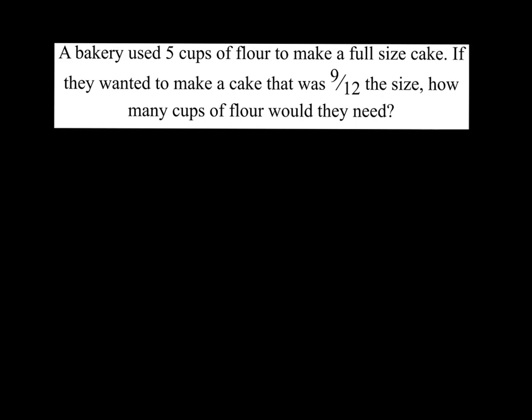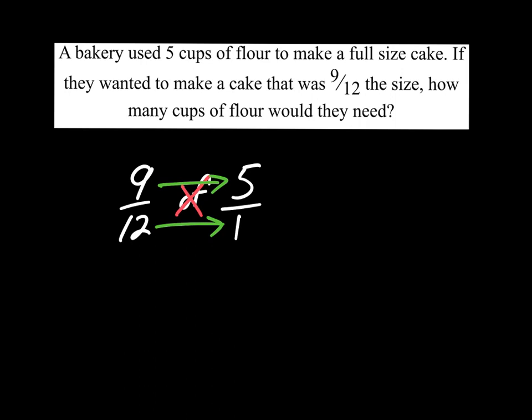So we want to rewrite our problem as 9/12 of 5. As we discussed earlier, first thing first, of means times. We're going to rewrite 5 as 5 over 1. Now we are able to multiply straight across. We get 9 times 5 is 45 over 12.